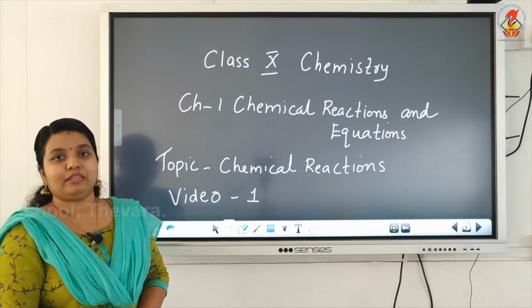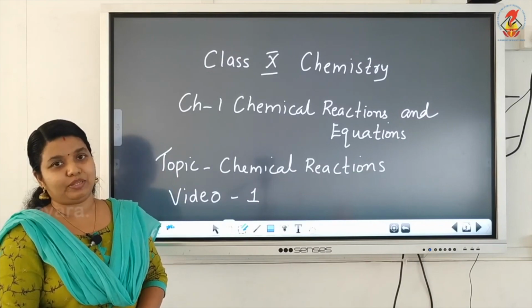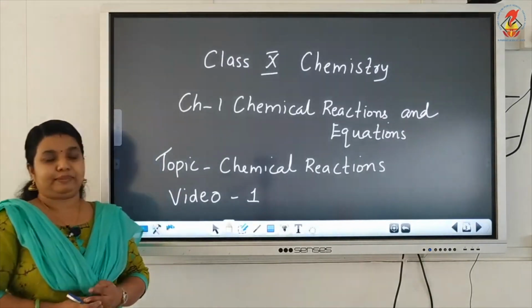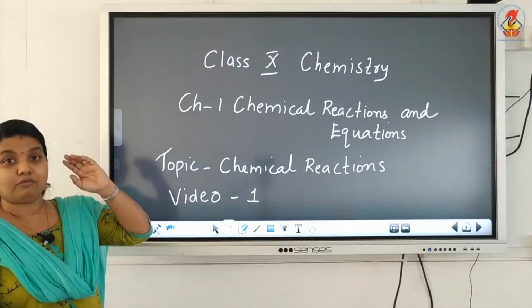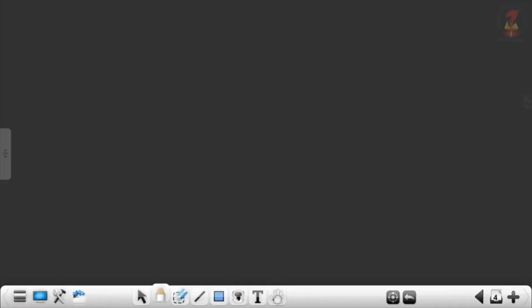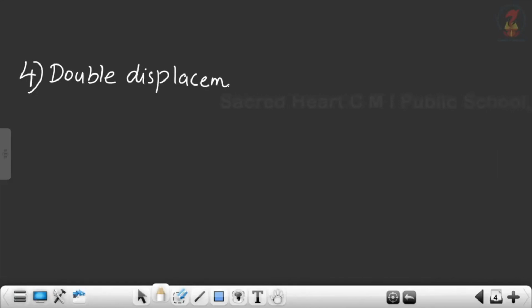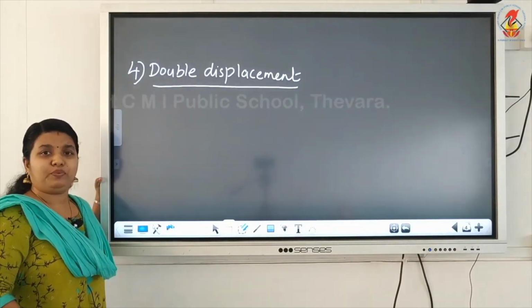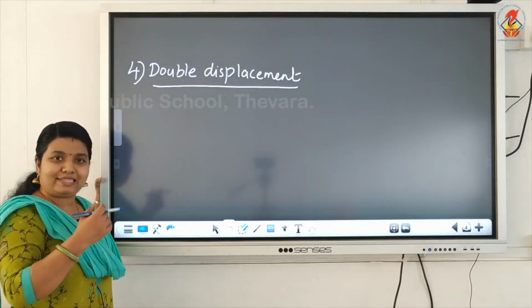Out of these 5, the first 3 we have already discussed. Combination, decomposition and displacement reactions were already completed in March. So now we move on to the fourth type of reaction. That is double displacement. One of the most important types of reaction, double displacement reaction. Okay. So before we move on to what are double displacement reactions, let us take an example.